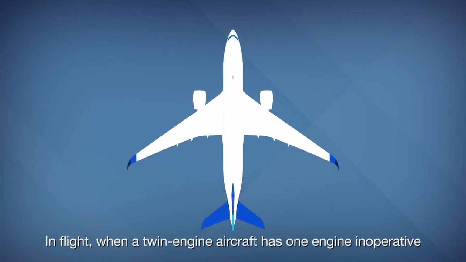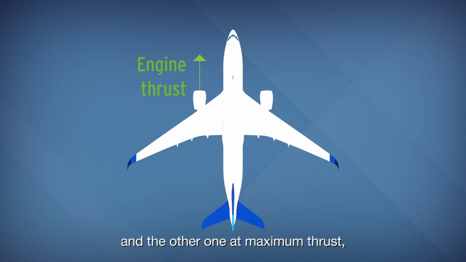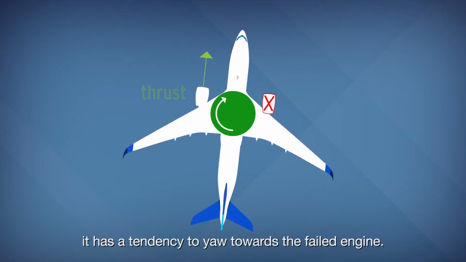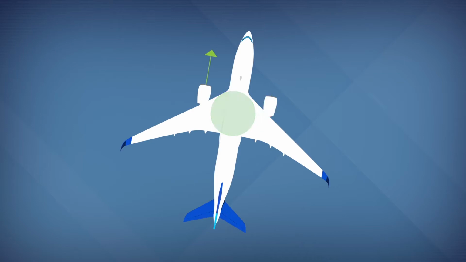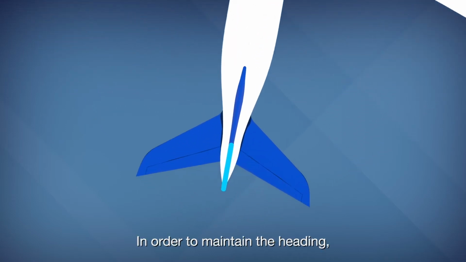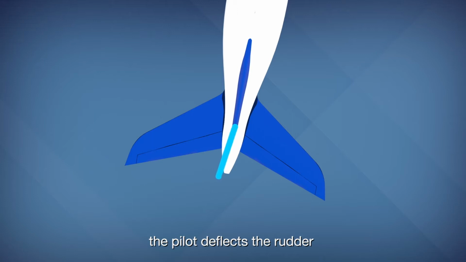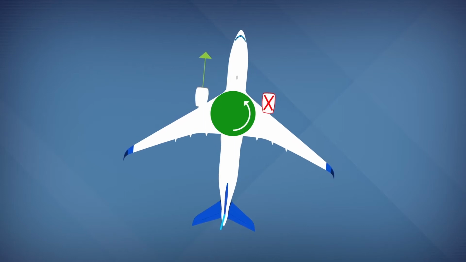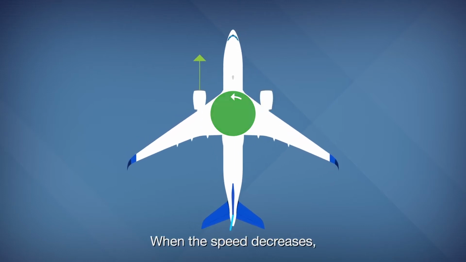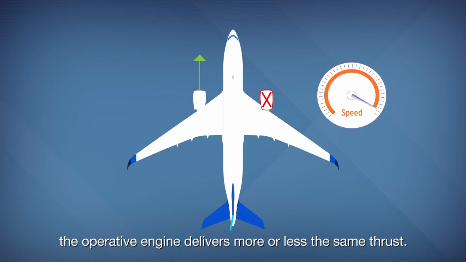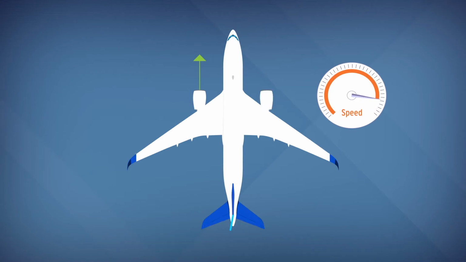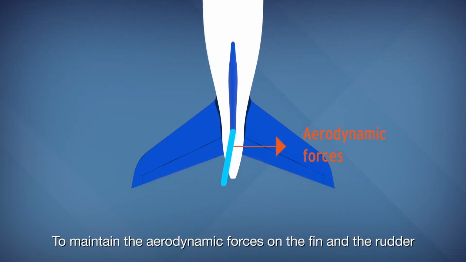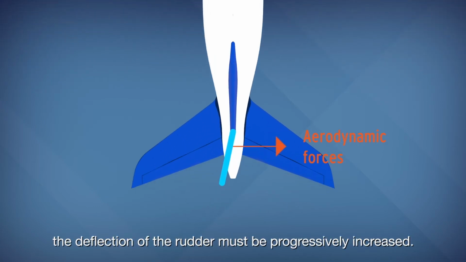In flight, when a twin-engine aircraft has one engine inoperative and the other one at maximum thrust, it has a tendency to yaw towards the failed engine. In order to maintain the heading, the pilot deflects the rudder to create a yaw moment in the opposite direction. When the speed decreases, the operative engine delivers more or less the same thrust. To maintain the aerodynamic forces on the fin and the rudder, the deflection of the rudder must be progressively increased.